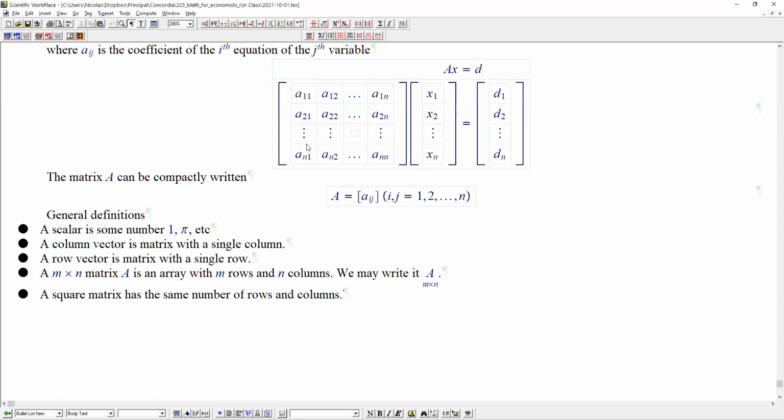So like this, for instance, here we have n rows and n columns. Some notes. Sometimes you will see this.